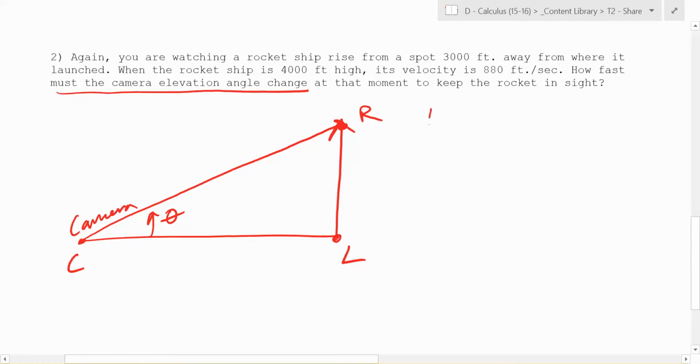So what do you know on this one? D what, d what? We'll call that H right there, the height. What do we know? You know dH/dt is what? 880 feet per second.